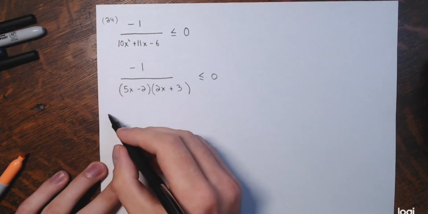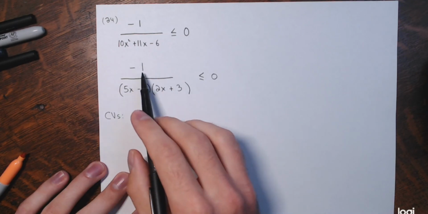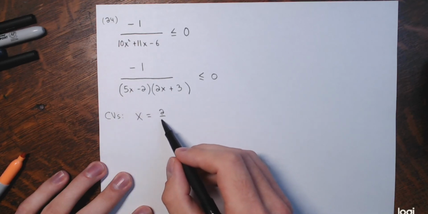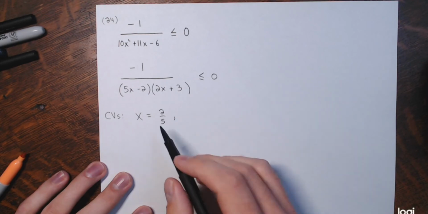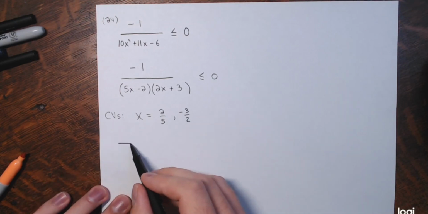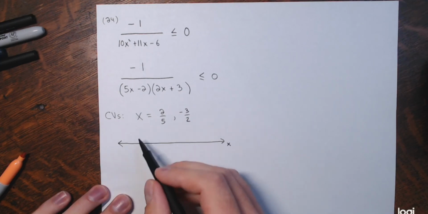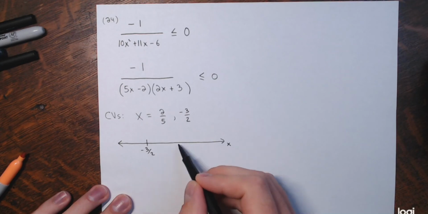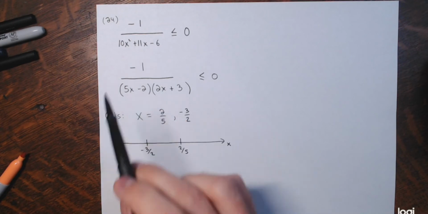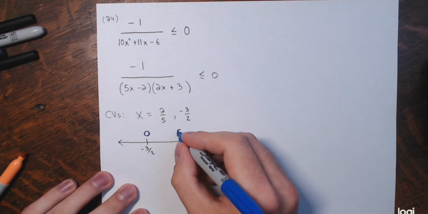Now everything's factored. The critical values should be easy to state, right? The CVs. Nothing makes the numerator 0. 2/5 would make the denominator 0, right? 0.4. And negative 3/2, right? Negative 1.5. Put these on a number line. These are possible values of x. Now negative 3/2 would be to the left. Positive 2/5, right? And once again, neither of these would be a solution of the inequality because they make a denominator 0. So open points on both of those.